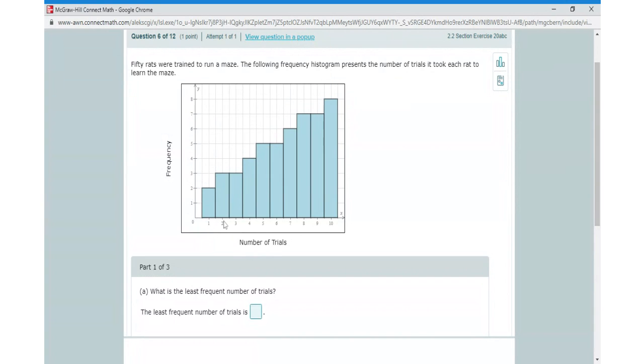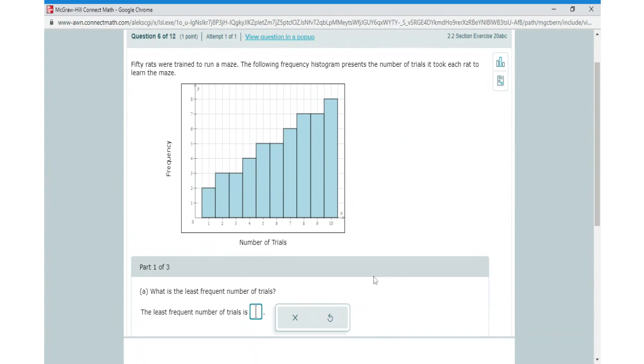3 took 2 trials. 3 trials, also 3. 4, there were 4 of them. 5 is 5. So some of these are the same going up and down. 6 trials, there's 5, and so forth going across. Now, when it asks what is the least frequent number of trials, well, it's this one right here. That's the smallest one.